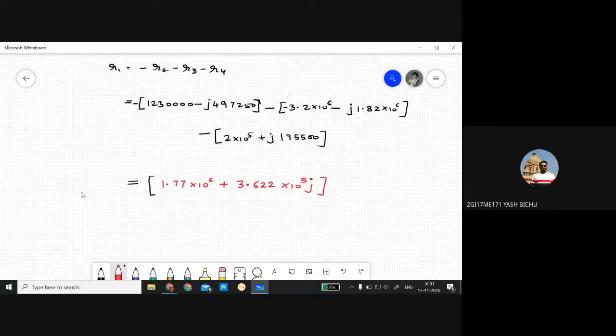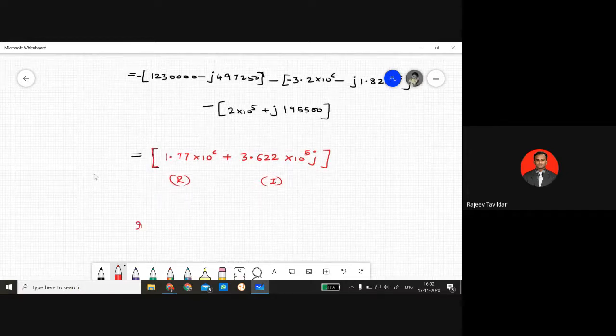I'm getting a different answer. What is the answer you are getting? Minus 4.63 into 10 raised to 6. A real term is negative? Just a minute. No, the real term can't be negative. Yes, sir, it is correct, 1.77. And the imaginary part is also correct, I guess, 3.622 into 10 raised to 5. So this is the real term, this is the imaginary term.